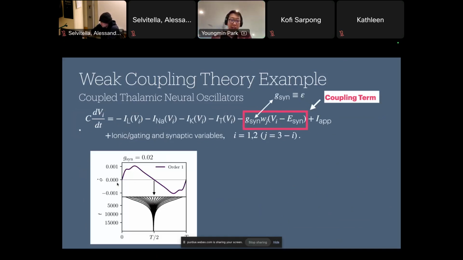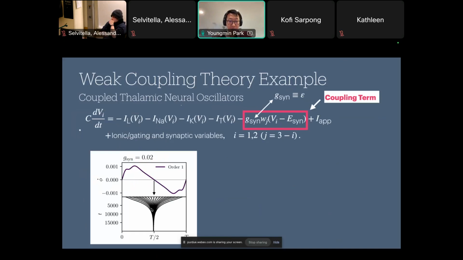The nice thing about weakly coupled oscillator theory, or just the scalar autonomous ODE, is that we can plot the right-hand side, and that's what's shown here. I'm saying order 1 because it's order epsilon. With Gsyn, or epsilon, taken to be 0.02, this is quite small. The amplitude of oscillations is about 3 orders of magnitude greater than this number, so it's quite weak coupling, which is good. The right-hand side of the reduced equation looks like this, saying there's a stable fixed point at half period and an unstable fixed point at synchrony.